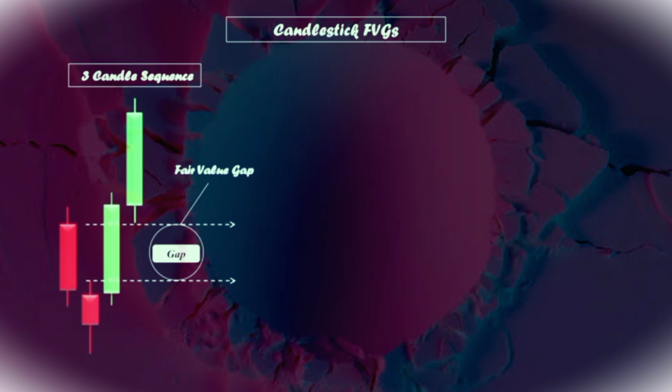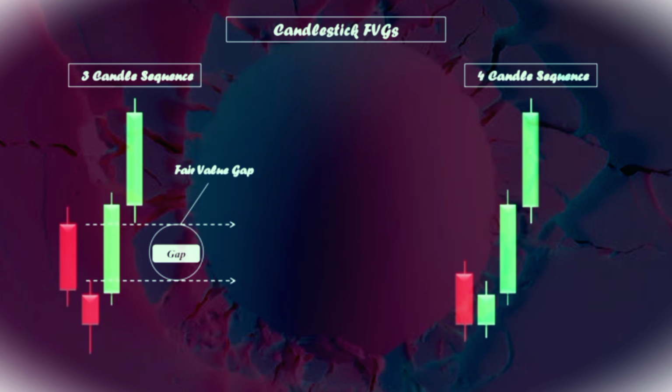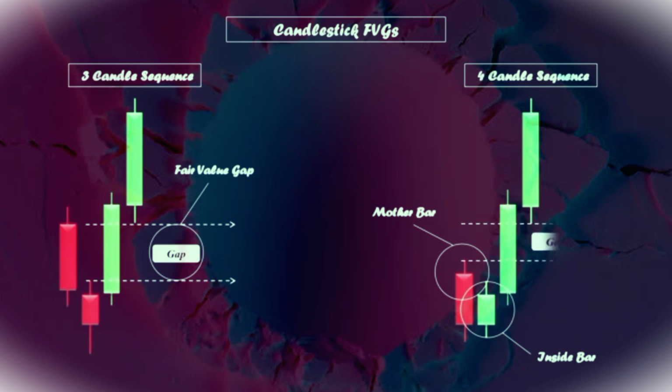2. An exception arises with a 4-candle sequence to identify a valid fair value gap, if the first candle in a 3 sequence is an inside bar, forming within the preceding mother candle. In such cases, analyze the 4-candle sequence to identify a valid fair value gap zone. Neglecting the mother candle in such scenarios leads to incorrect gap identification.